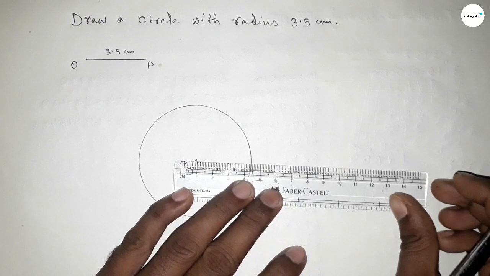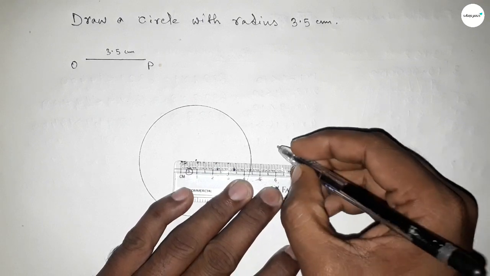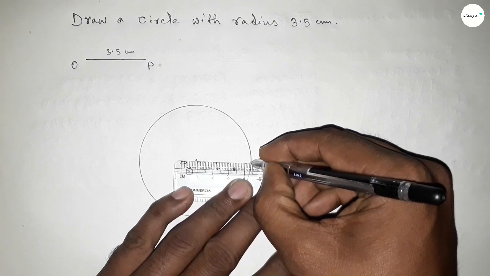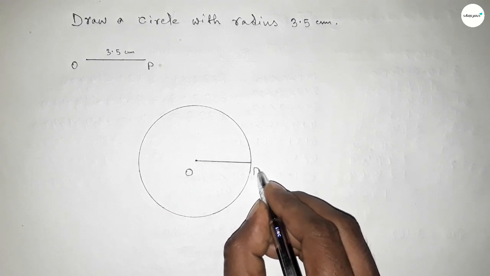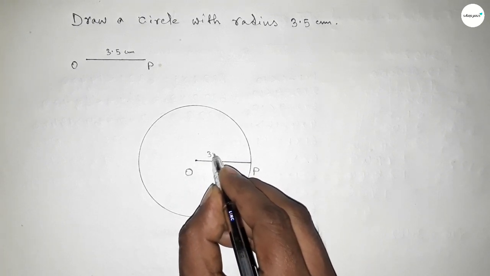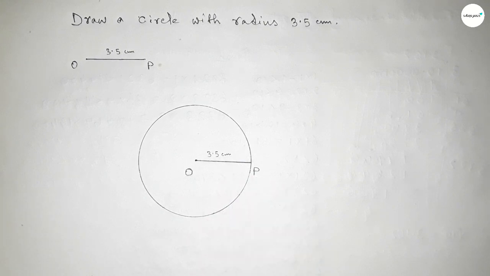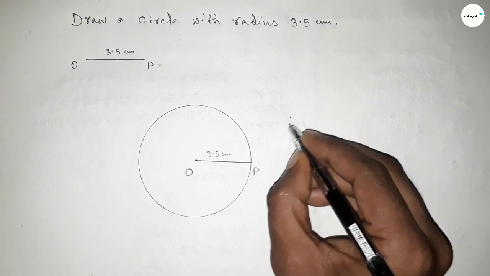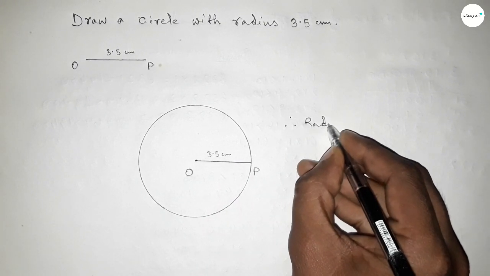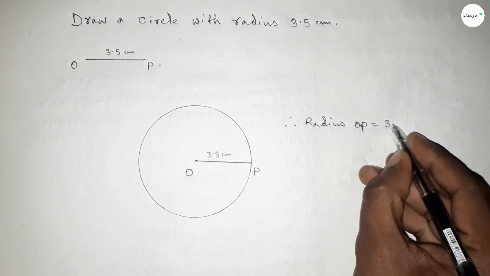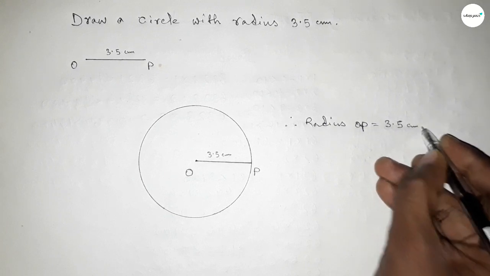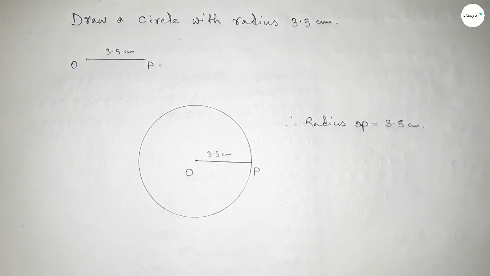So now joining a straight line from center O to perimeter. So first joining a line here, so we got a radius and this is point P, so OP equal to 3.5 centimeter. So radius OP equal to 3.5 centimeter. That's all.